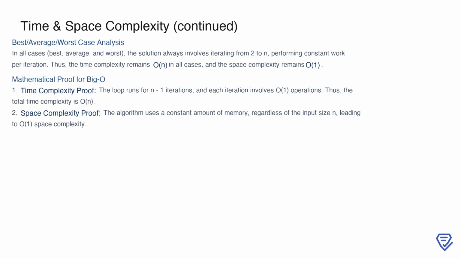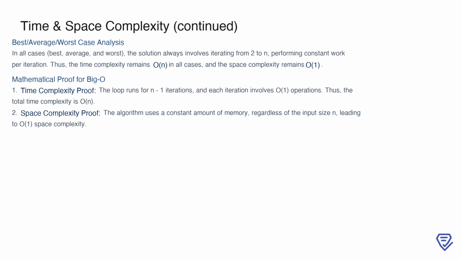In every case, whether best, average, or worst, the solution consistently involves iterating from 2 to n, performing a fixed amount of work in each iteration. As a result, the time complexity remains O(n) across all scenarios, and the space complexity is always O(1). To mathematically prove the big O bounds, consider the time complexity. The loop runs for n-1 iterations, with each iteration performing O(1) operations. This simplifies to a total of O(n).